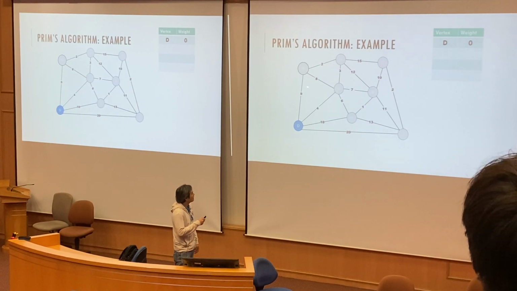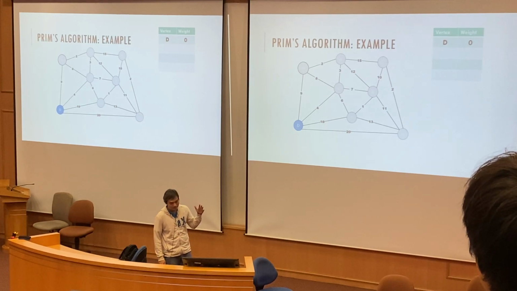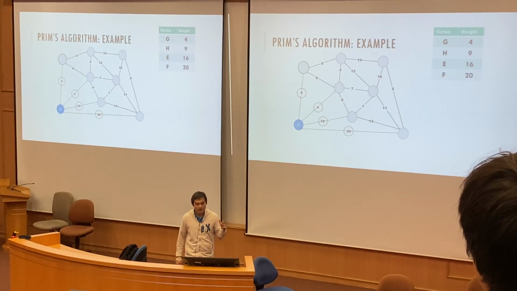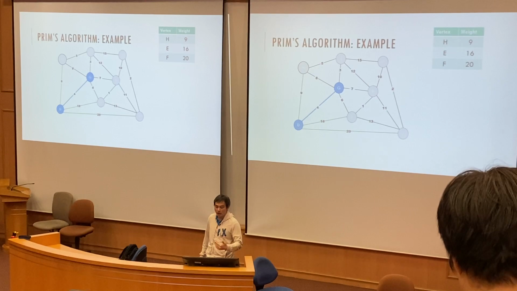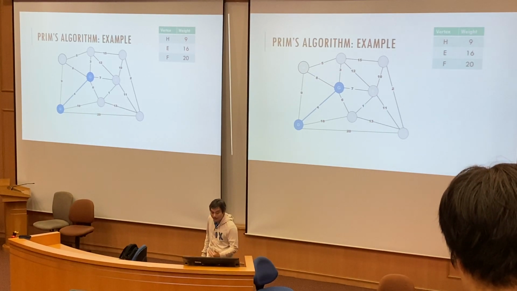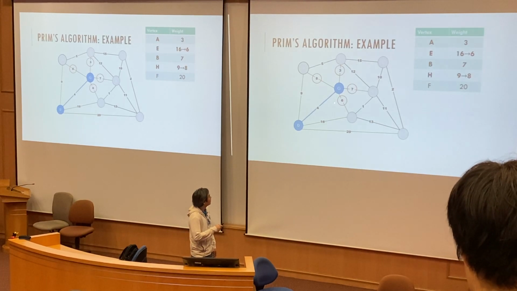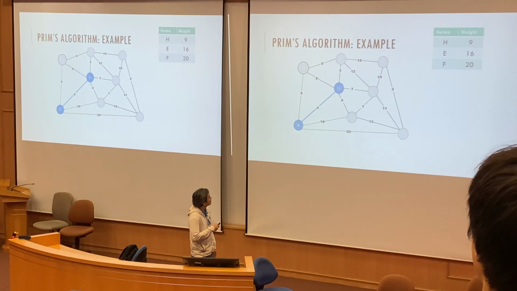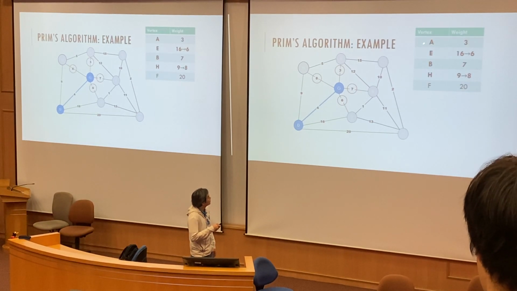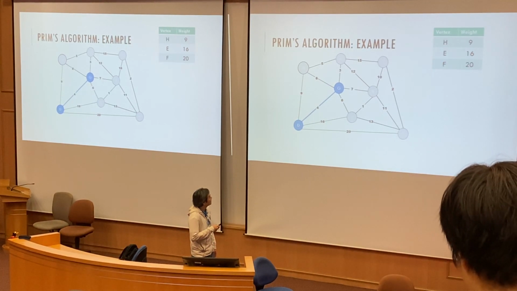And look here, these are my outgoing, my incident edges. Now, which edge should I pick? 4. Good. So among these, I pick 4, and then I add G. So once I add G, I need to check all the outgoing edges again. When I add G, I'm going to do some updates.